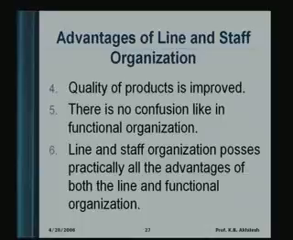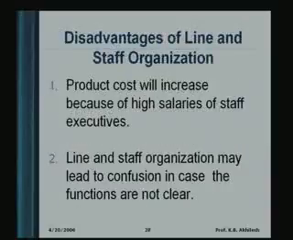So the line and staff organization possessed practically all the advantages of both the line as well as functional organization. It was a kind of organic evolution. But as I was telling you, who should bear the staff expenses? The line people were saying the staff people are overheads, they are not really required. So this was one kind of view. The staff people were always criticized for their roles, as they are really not required within the organization. So the roles were seen as overheads.